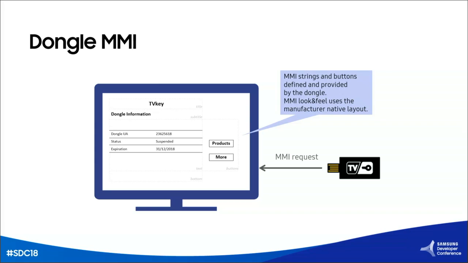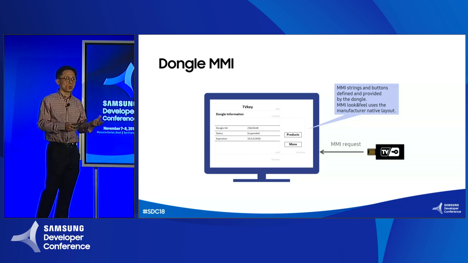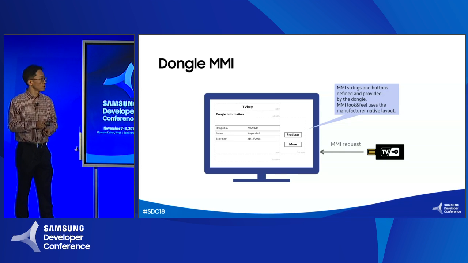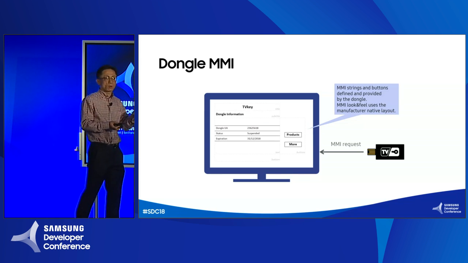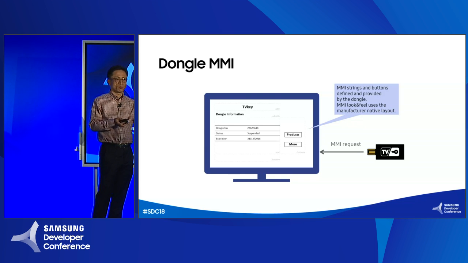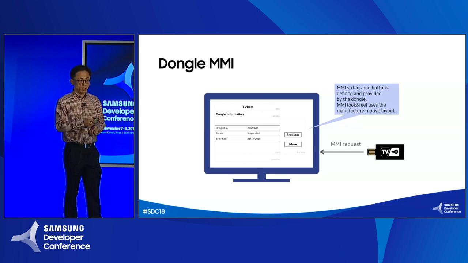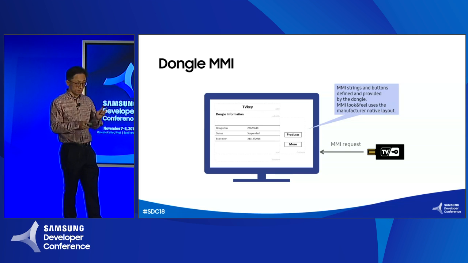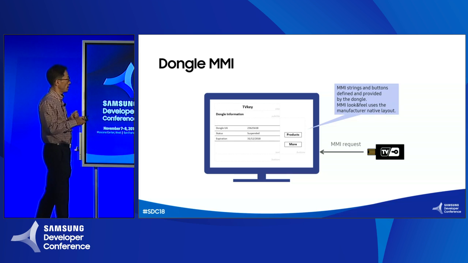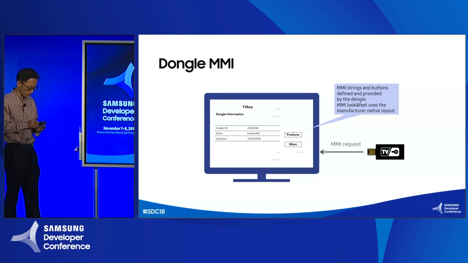This is dongle MMI. Dongle operators want to show something on top of the TV. That is the purpose of dongle MMI. For example, when the dongle is monitoring something and recognizes it needs to show something, in that case, it just gives a message to the TV. Then the TV will show that message using Samsung's native UI. Using this kind of message and protocol, the TV can show the required message on our TV.